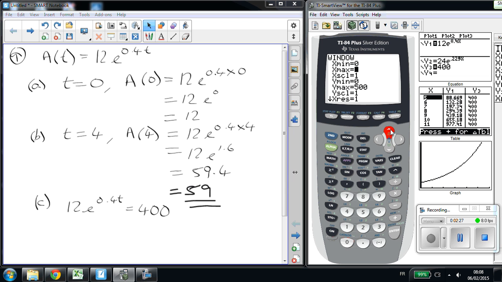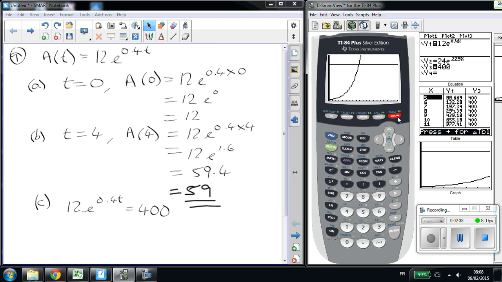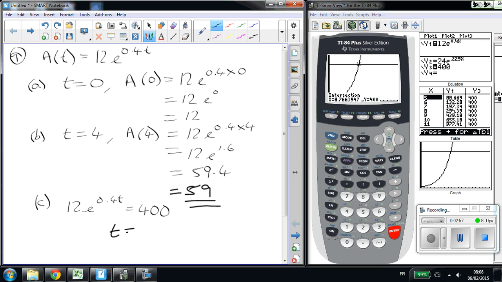That means we're probably going to have to make the x-axis a bit longer. Let's have a guess that we need to go up to 20. Look at the graph again, and hopefully we can see the intersection. We can. We go to calculate, intersect. The first curve's correct, the second curve's correct. It's roughly where the cursor is, and the intersection is at 8.77. So t equals 8.77 hours. In that case it does make sense to leave the answer as a decimal.